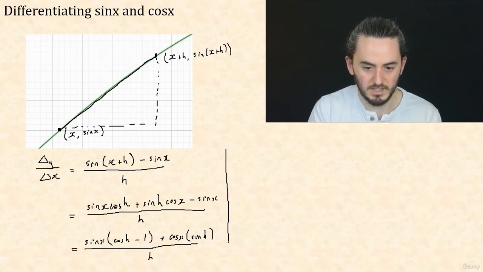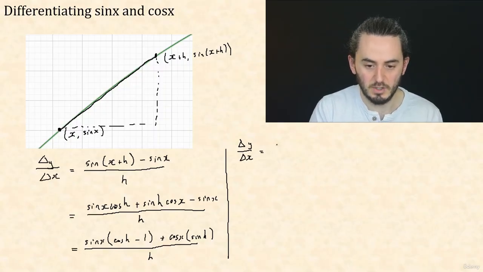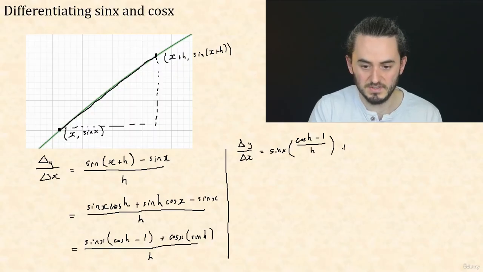Okay, let's continue over here. So what I've got is my change in y divided by my change in x is, well, let's actually split this up into 2 terms added together. I've got how many sine x's? Well, I've got cos h minus 1 over h. And how many cos x's have I got?